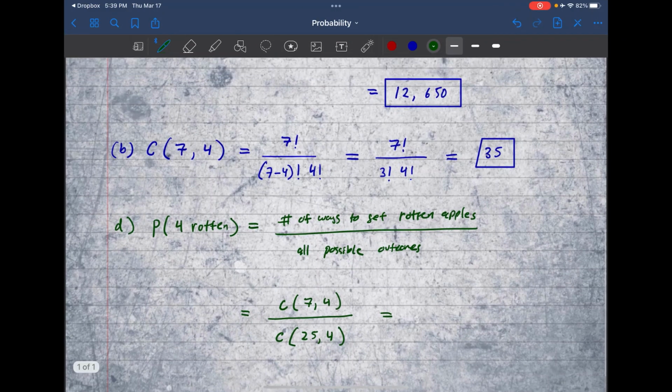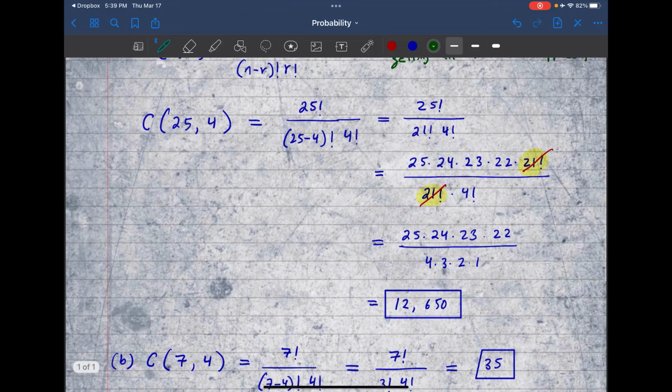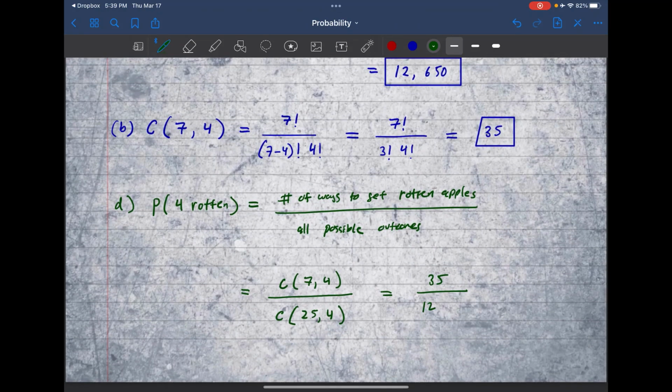These are the answers to our previous parts. The first one is the answer to part B, and it's right here. That's going to be 35. And for the denominator, 25 choose 4, that's this one right here, and that's 12,650. So that's the probability of getting all 4 apples to be rotten. If you put this in your calculator, you will get about 0.00277. So a very small probability.